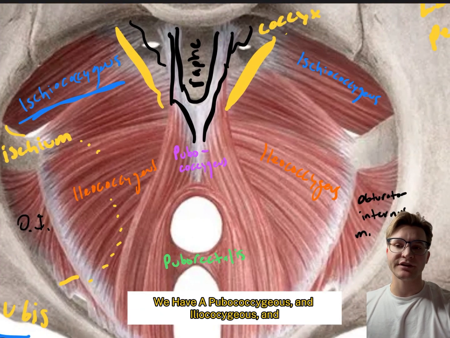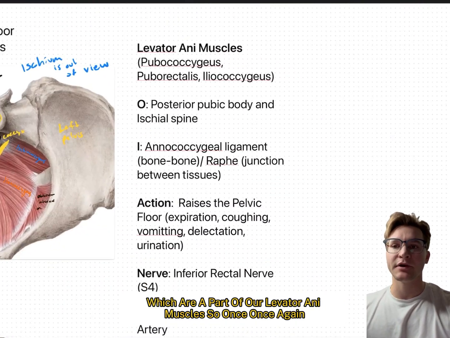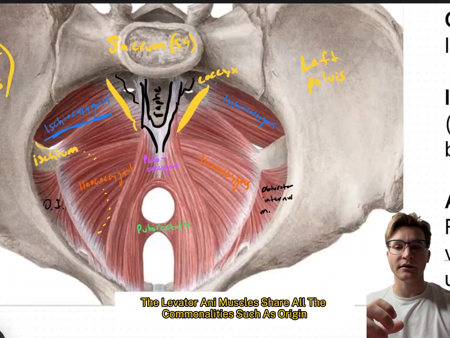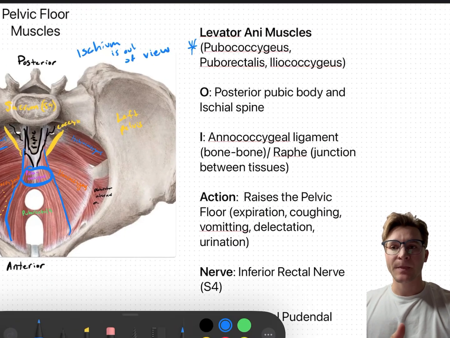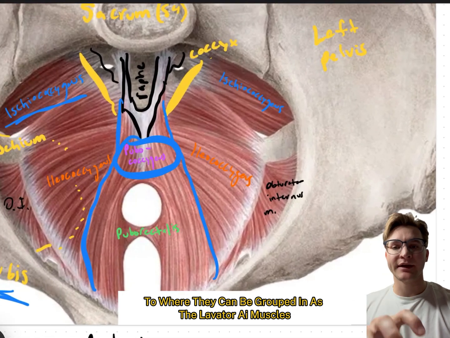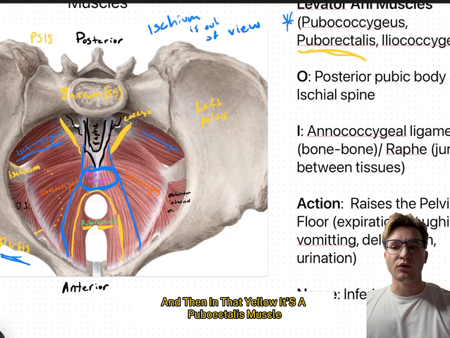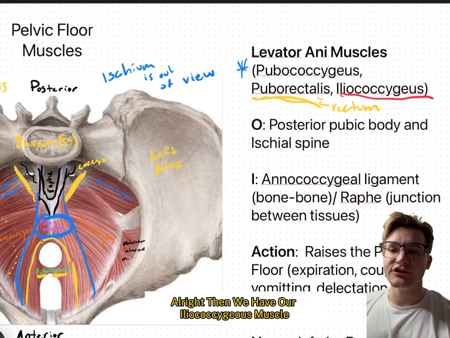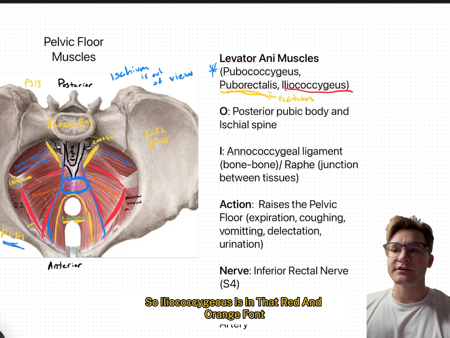We have our pubococcygeus, iliococcygeus, puborectalis, which are a part of our levator ani muscles. So once again, the levator ani muscles share all the commonalities, such as origin, insertion, action, nerve, and artery supply, to where they can be grouped as the levator ani muscles. All right, so in blue, we have our pubococcygeus muscle, and then in yellow, it's the puborectalis muscle. Then we have our iliococcygeus muscle, in that red and orange.